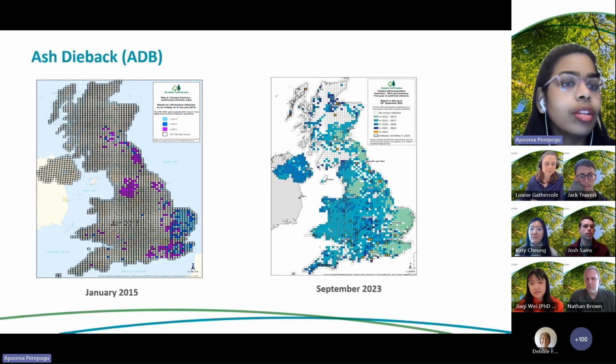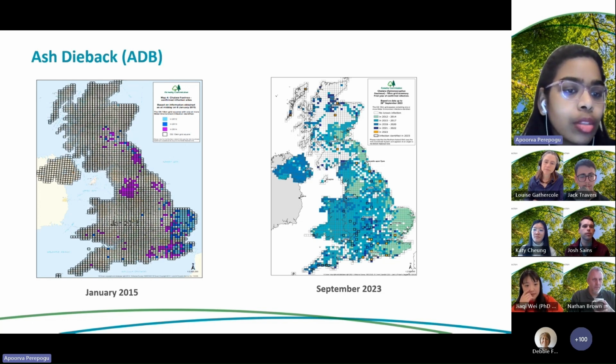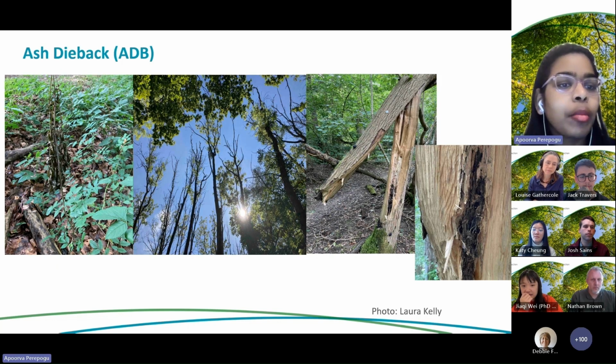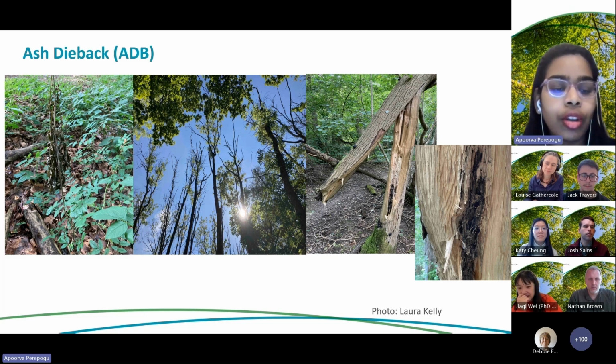Based on data from the Forestry Commission, we can see how the disease has spread over the years. On my left is the data from January 2015 to September 2023, which shows the disease has spread quite rapidly. In some of the pictures, we can see symptoms of the disease, leaf blackening and crown dieback, and especially here we can see how the stem of a tree is rotten inside due to ash dieback.